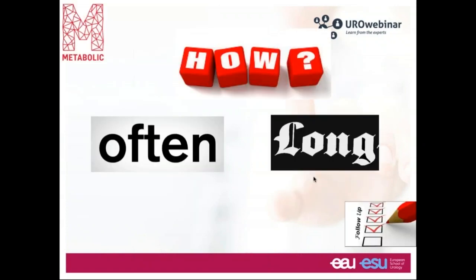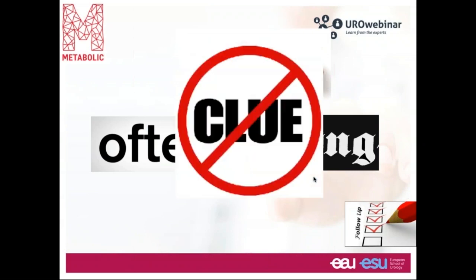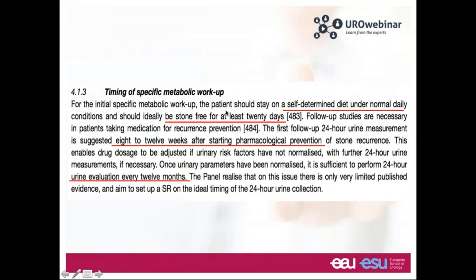Now, the main question is how often and for how long? And actually, we don't really have a clue. What we advise is that the patient should be on a self-determined diet. You have to do it when the patient is stone-free for at least 20 days. A single study, we are not sure if this is a must or not. You have to do it if you give the medication to your patient. For the first follow-up, the 24-hour urine measurement should be repeated 8 to 12 weeks after starting the prevention. And of course, you may have to redo it every 12 months, but we are not sure.